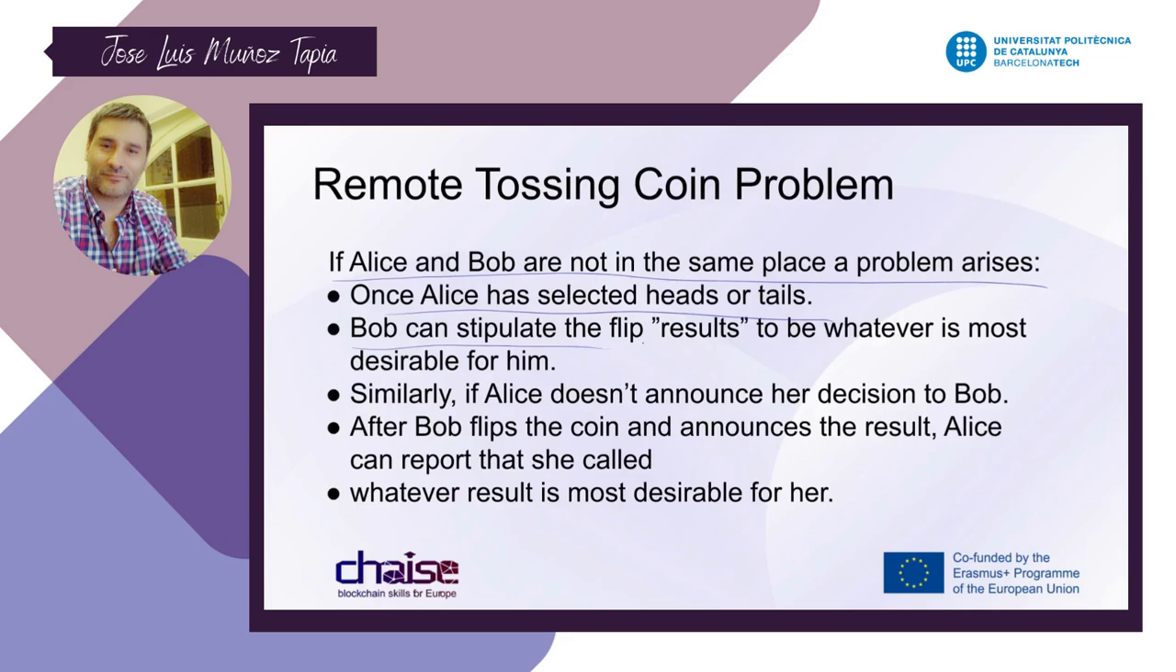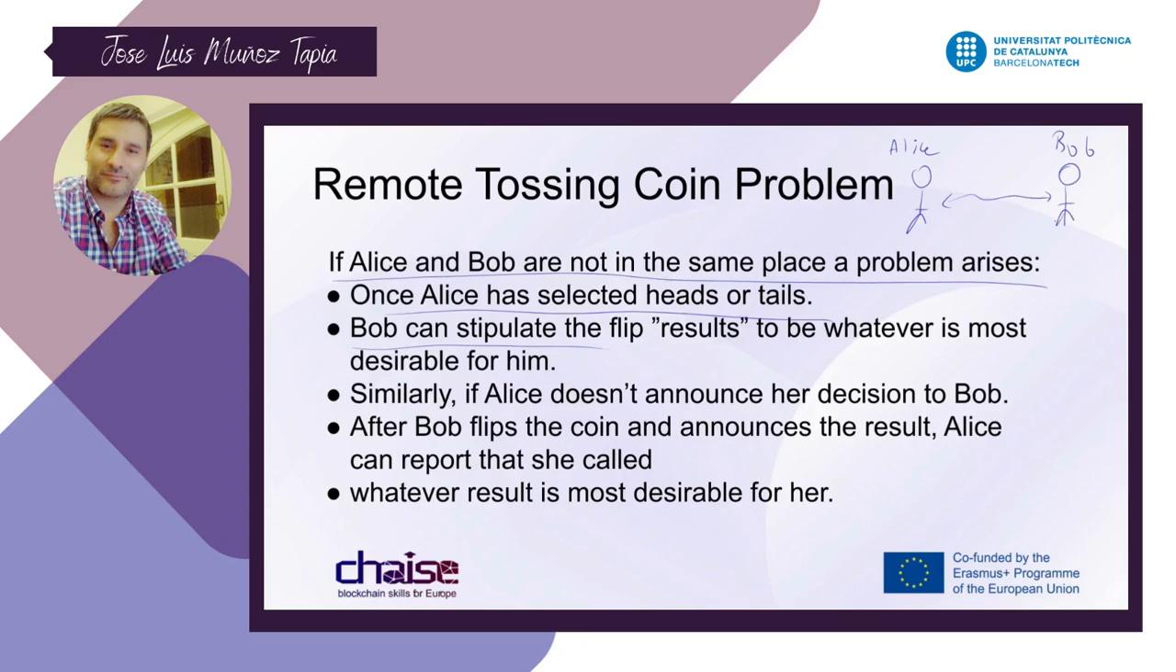So maybe you can think, okay, let's flip the coin first. But if Bob flips the coin first and says, I flip the coin and the result is heads, then Alice will say, okay, I selected heads. So it's the other way around, and Alice will always win here. So they would like to play tossing coins, but they are remote. You could think that they are, for example, in a telephone conversation.